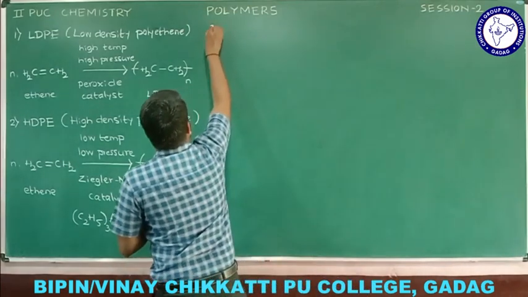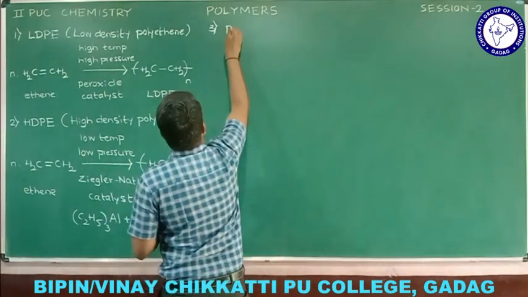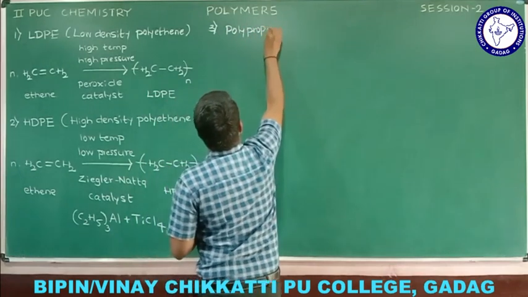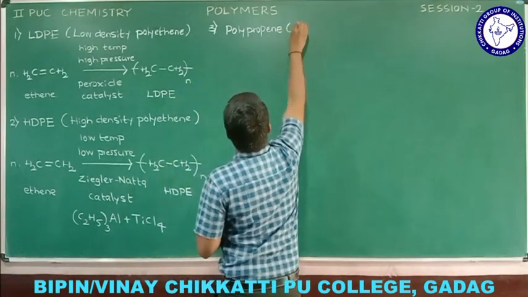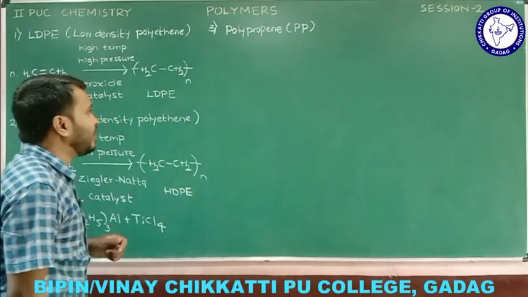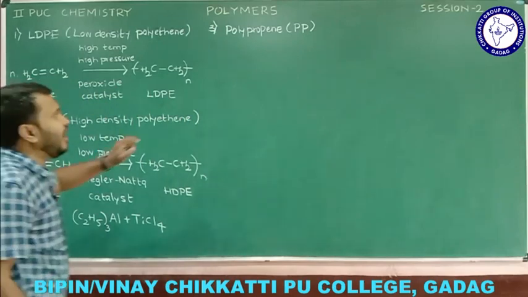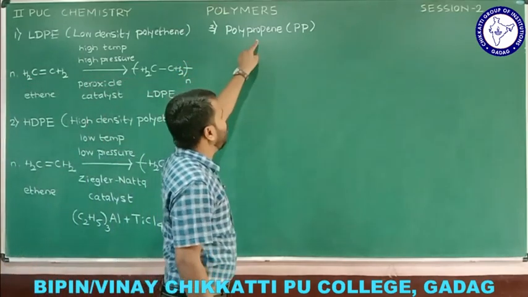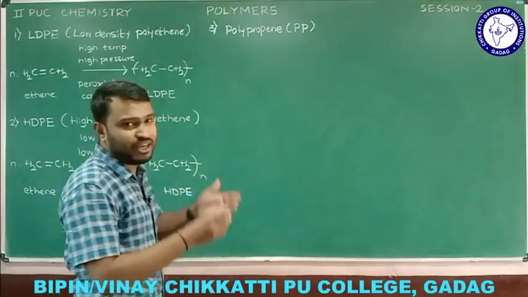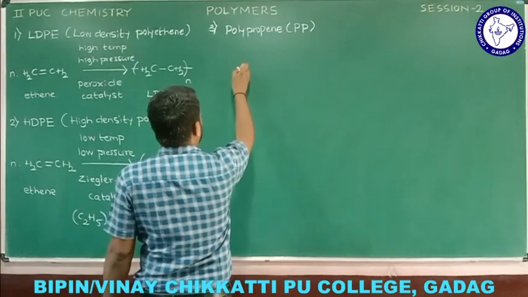So the third example I am going to consider is polypropylene. Sometimes you can call it PP also. Polypropylene, that is the name of the polymer. And now I hope you can guess what would be the monomer of polypropylene. The monomer will be propene itself. So we'll see how we can write the reaction for that.